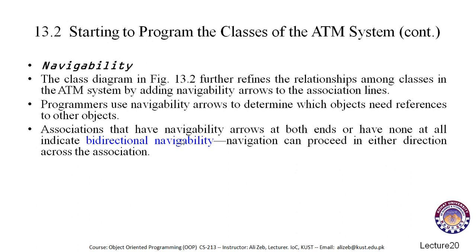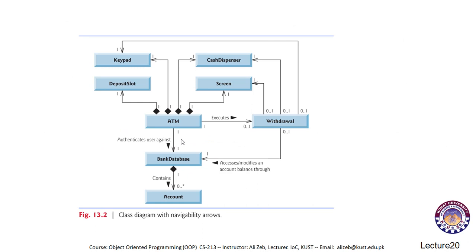Associations that have navigability arrows at both ends or have none at all indicate bidirectional navigability. That means both of the classes are interrelated to each other. Navigation can proceed in either direction across the association. So this is the diagram with the navigability arrows.